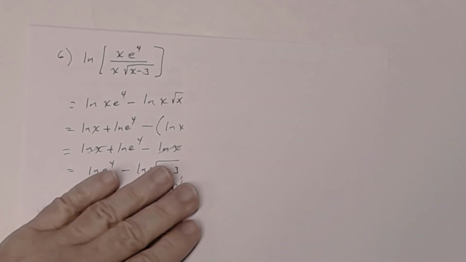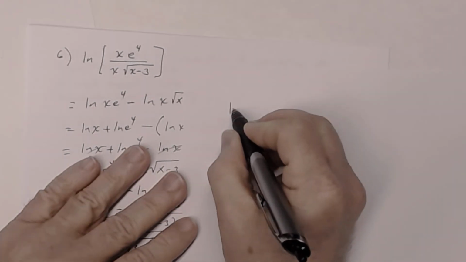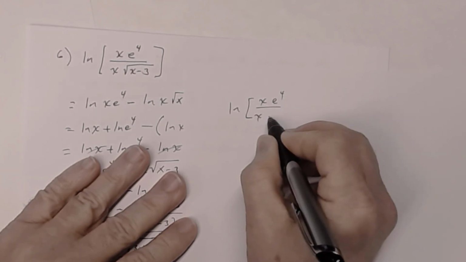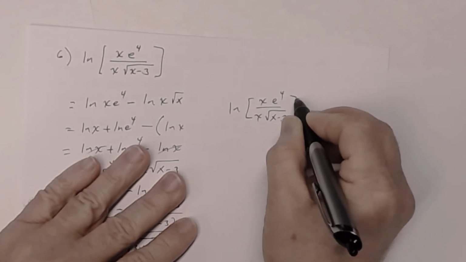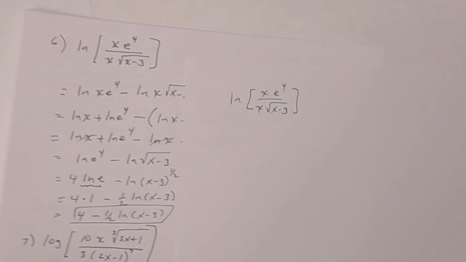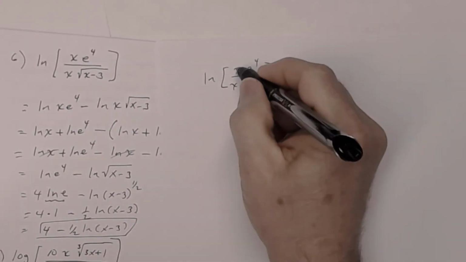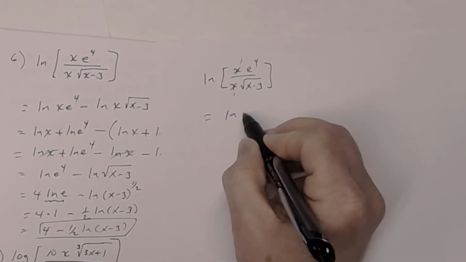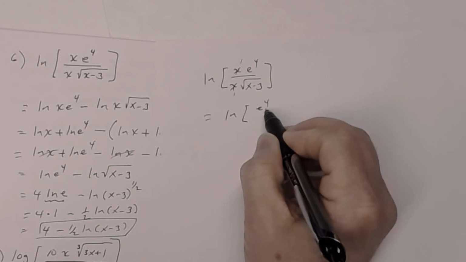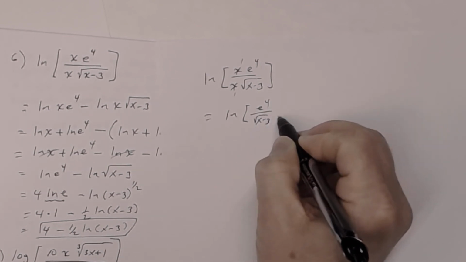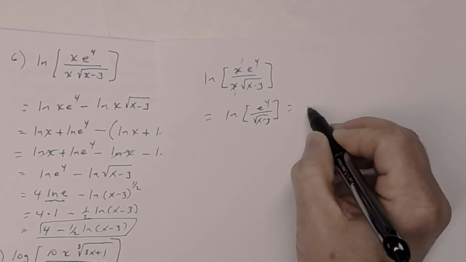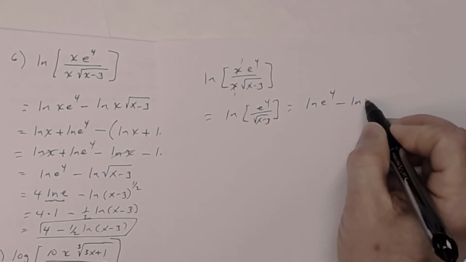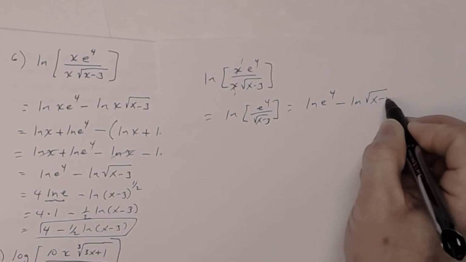So those are common factors. You could have done that. So this would have been, let me just rewrite it. Okay, so you could have said, well, these divide out, right? And so you get the natural log of e to the fourth divided by the square root of x minus 3. And so then this would be the natural log of e to the fourth minus the natural log of the square root of x minus 3.